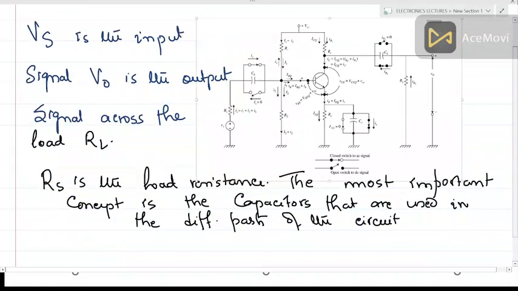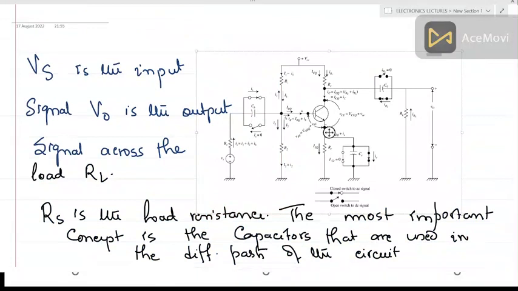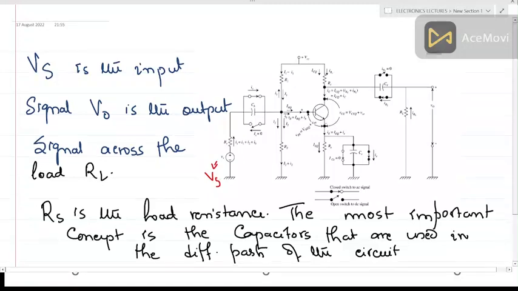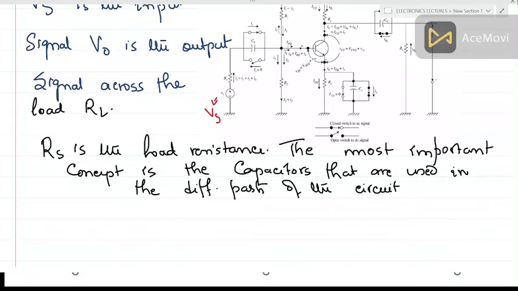What happens here, this Vs, it is written in a very small size letter. Vs is the input signal, and V0 is the output signal. This is input and this is output. It is obtained across the load. RL is the load resistance, and the most important concept that you have to understand is the use of these capacitors CB, CE, CC. Why these capacitors are used? What is the role of these capacitors?